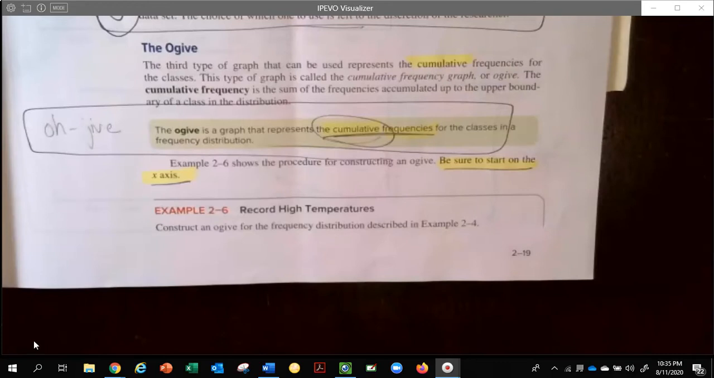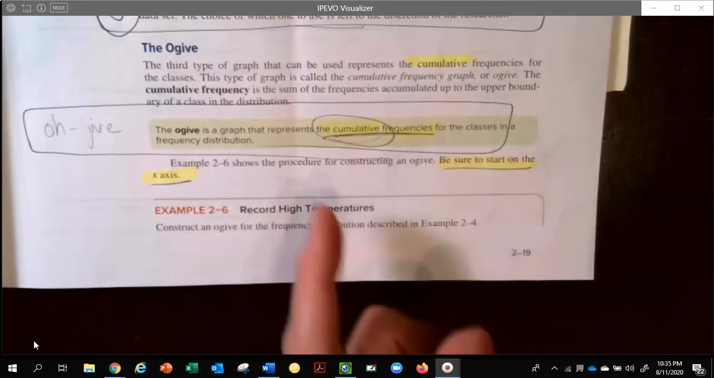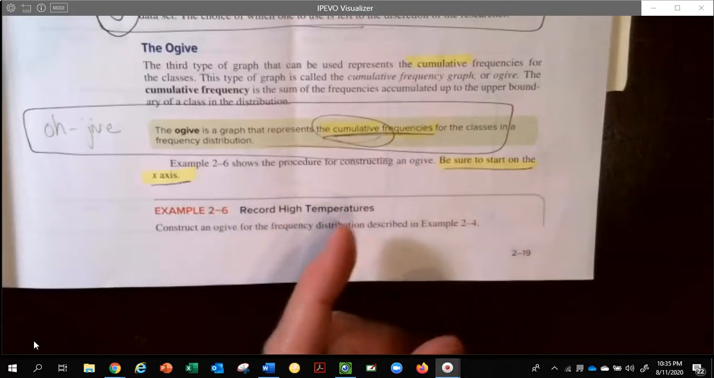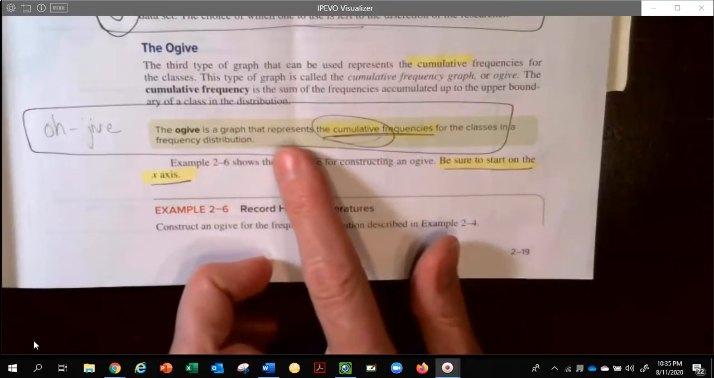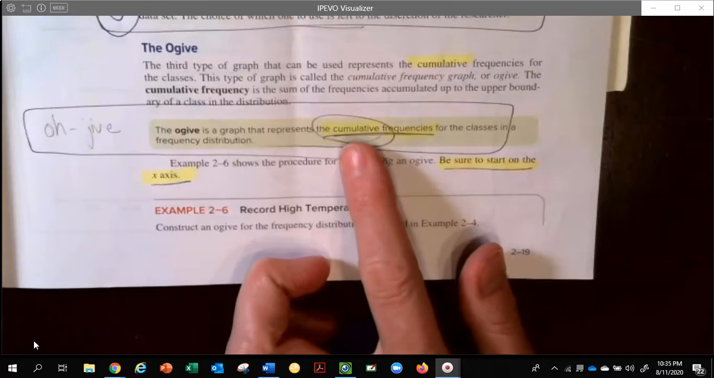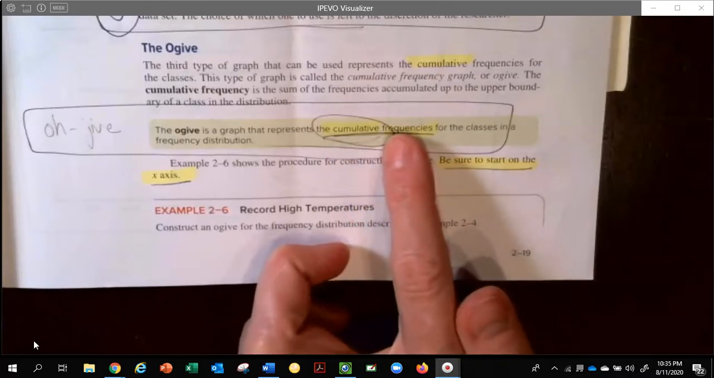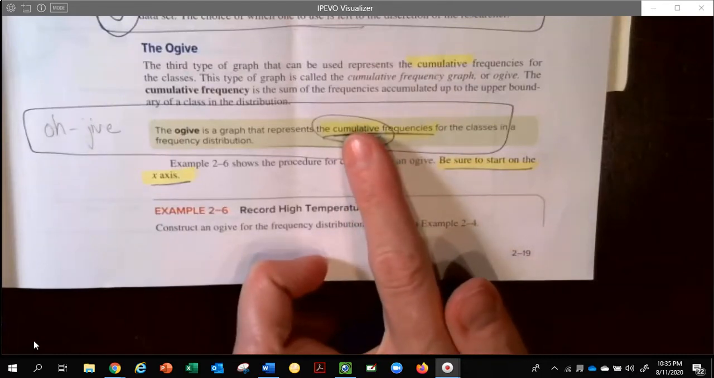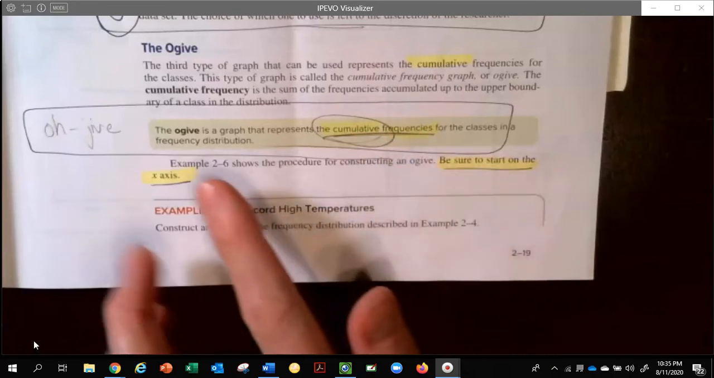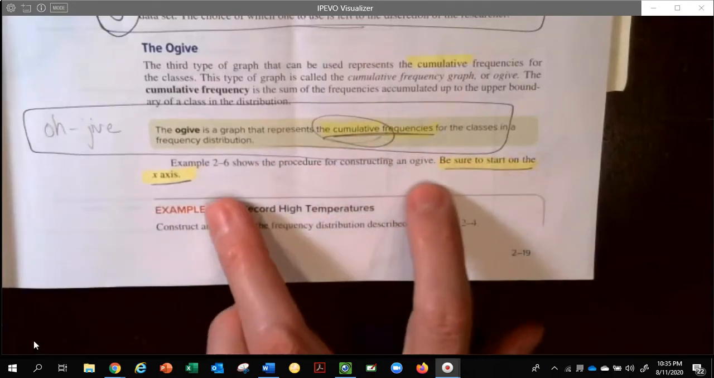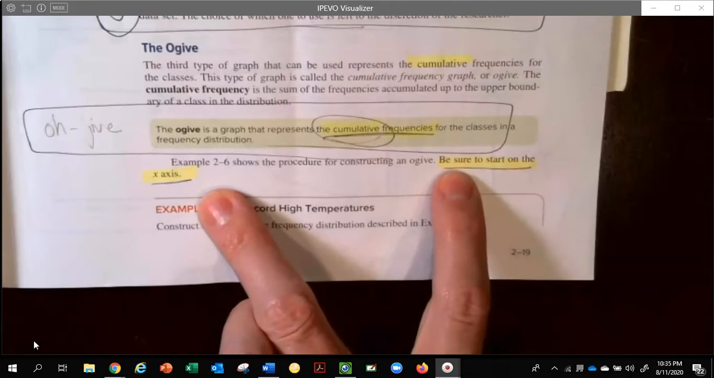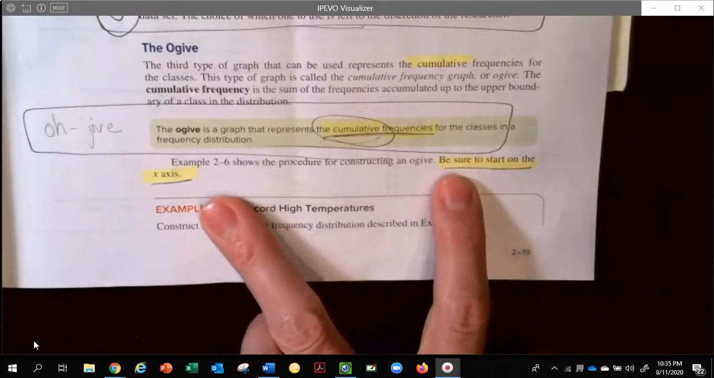If it was an index card, I would put ogive on the front, and on the back I would start putting these pieces of information and highlighting some critical pieces. It is a graph that represents the cumulative frequencies. Cumulative is going to accumulate for the classes in this distribution, and then I would make myself a huge note. Be sure to start on the x-axis.